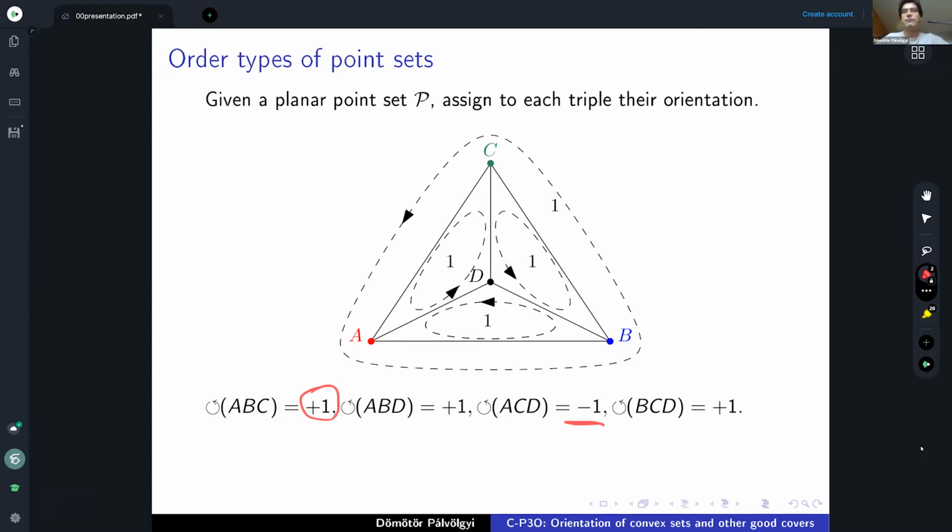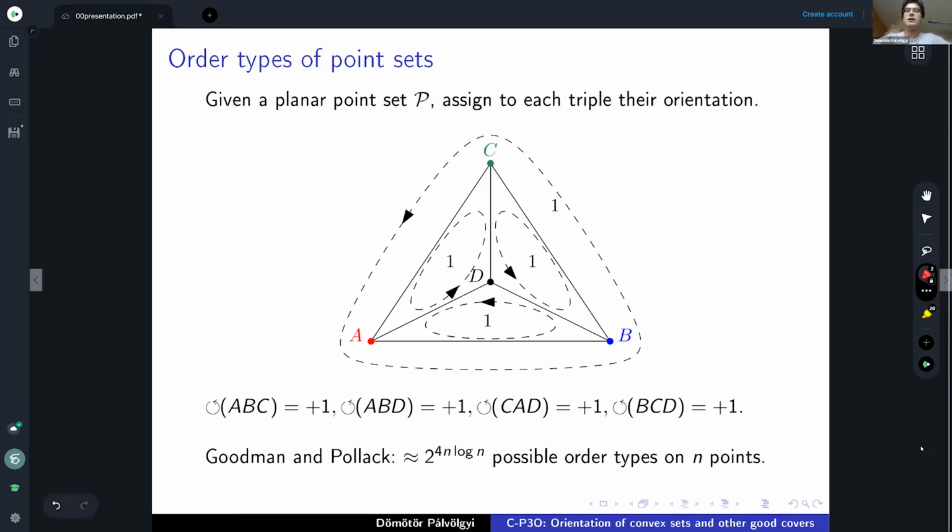A triple I can write in different ways, like ACD, I could have written it as ADC. And then the orientation becomes counterclockwise. So if you flip 2 things, then the orientation also flips. But if you do a rotation, like from ADC I go to CAD, then of course it doesn't change, it's still counterclockwise. Okay, so I'm sure that most of you are familiar with this order type orientation.